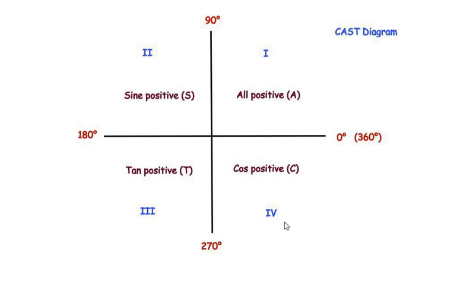Now finally, in the fourth quadrant, the cos values are going to be positive for all the values between 270 and 360. So for example, if we have cos of 285 degrees, that is going to give us a positive value. But sine and tan become negative in the fourth quadrant. So this represents the CAST diagram going anti-clockwise, starting with cos, that is CAST.